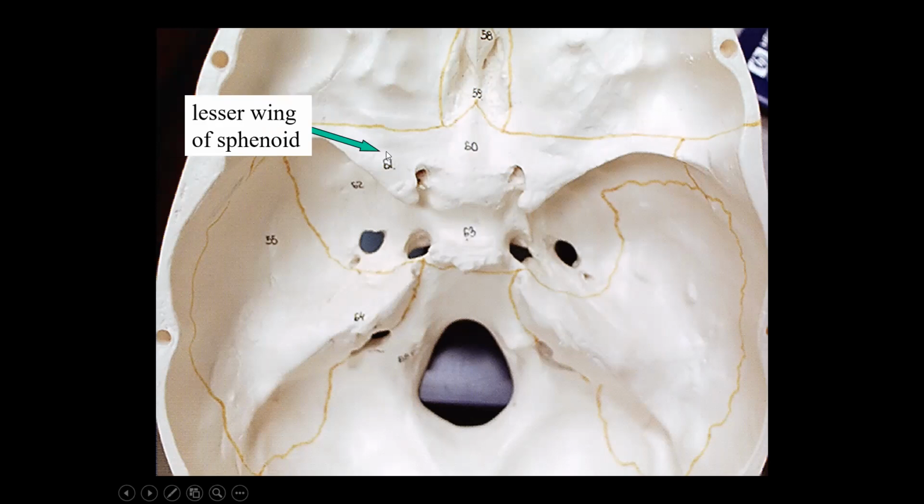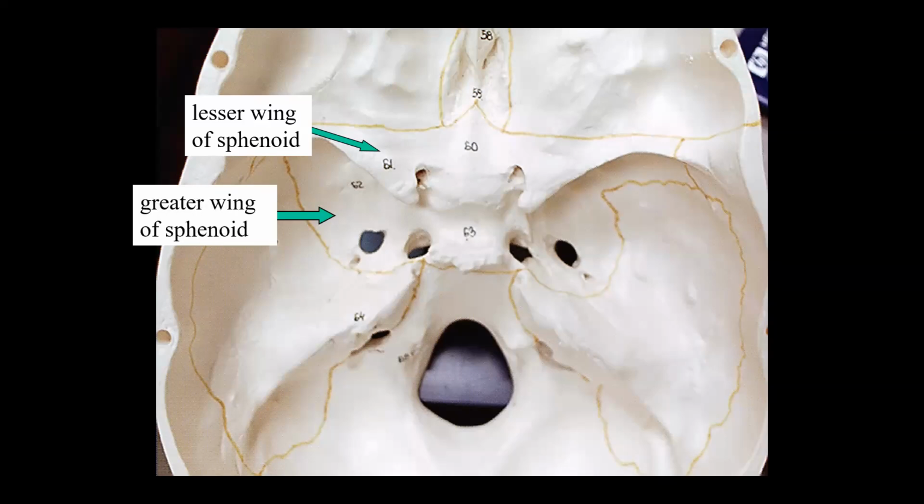Okay. This is the lesser wing of the sphenoid, lesser because it's smaller. And in anatomy, if you have lesser anything, you're going to have greater to go along with it. If there's a lesser, there's going to be a greater. If you have a superior, you're going to have an inferior, or a super, you'll have an infra. If you have an external, you're going to have an internal. If you have a medial, you're going to have a lateral. That's just the way anatomy goes. Okay, this is the lesser wing of the sphenoid. This bigger one is the greater wing of the sphenoid. It has to do with size, not position.